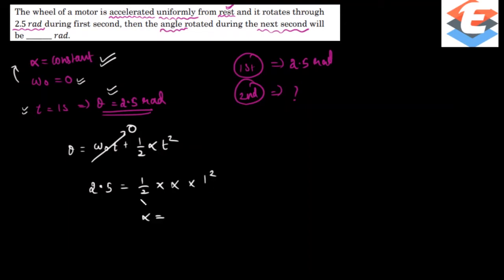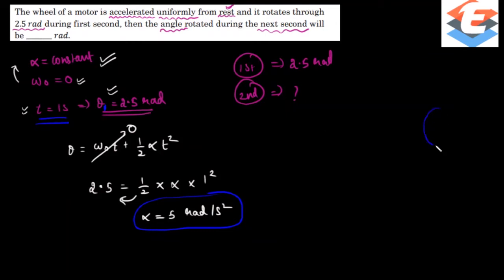So alpha is going to be, just bring this to that side, so it becomes 5. So alpha is going to be 5 radian per second square. So we got alpha. Now with this alpha, what can I do? See, this is theta 1. What is meant by theta 1? During 1 second, this is how it is rotating.